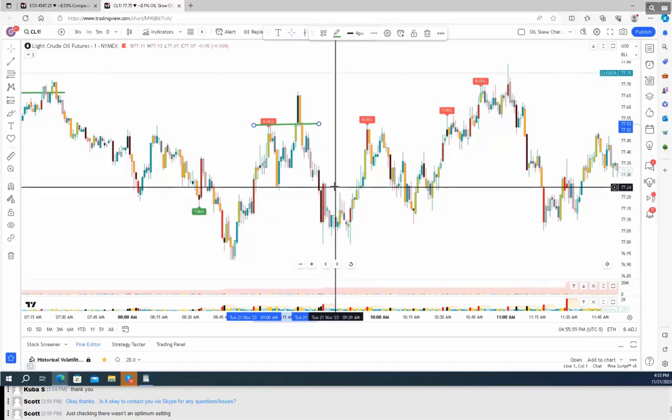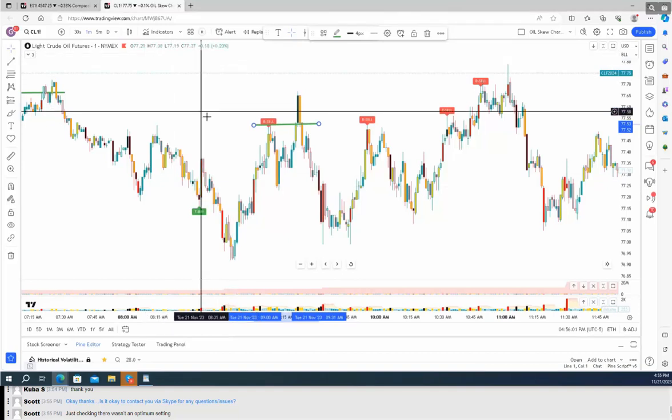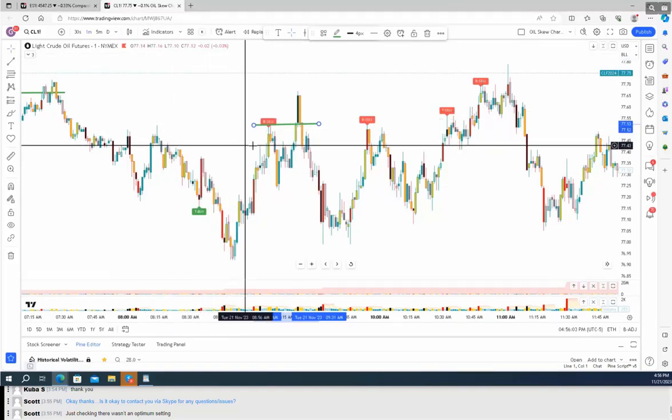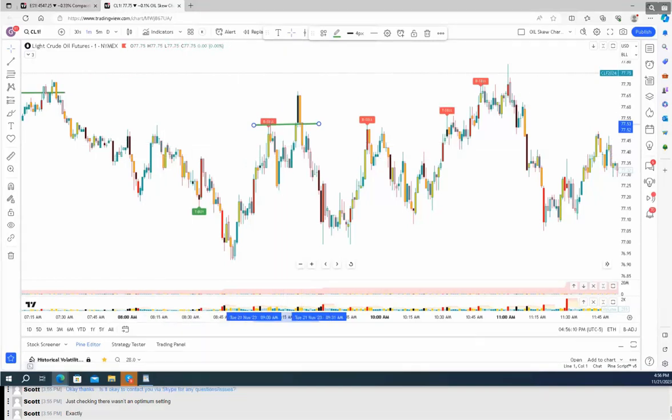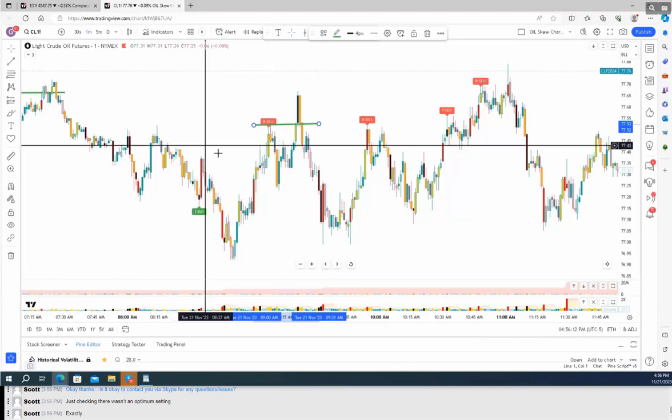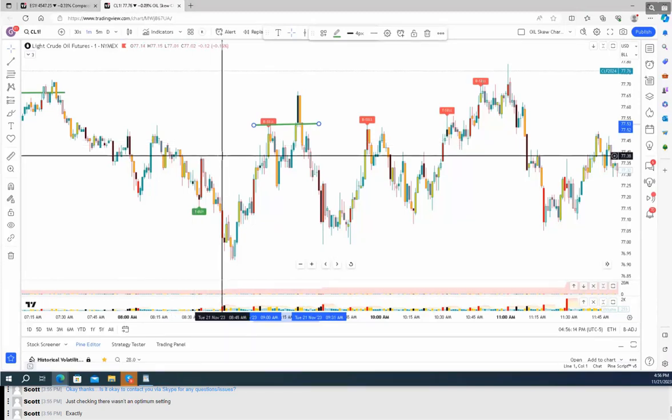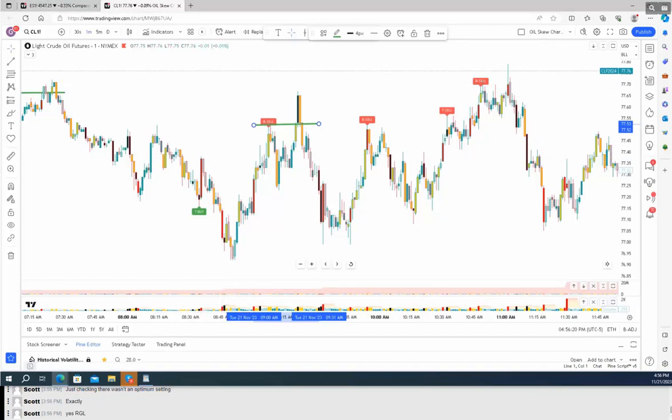Was there, Scott, an optimum setting for the oil market or gold market, or, well, I'm not too sure what market? Yeah, are you referring to the RGL levels or the skew level? Skew indicator. I guess RGLs. Okay. So optimum RGLs, actually, Ray will tell you every candle can be an RGL.